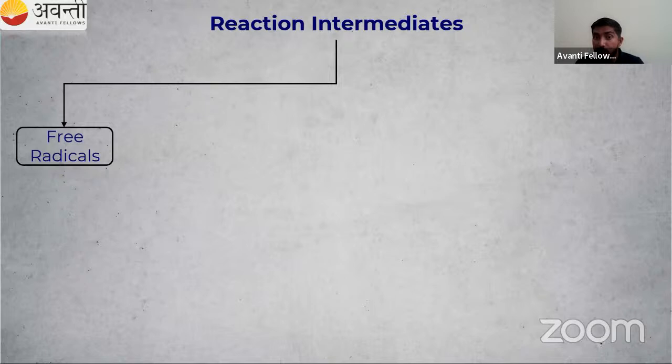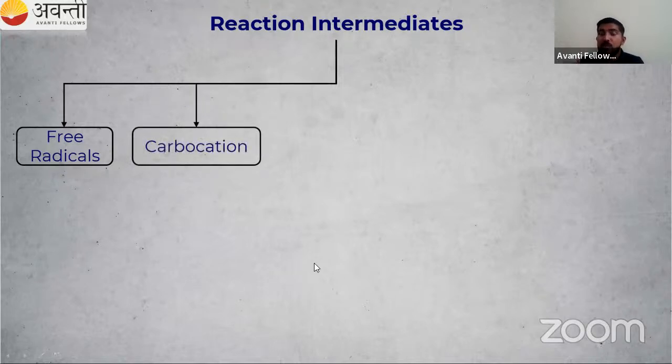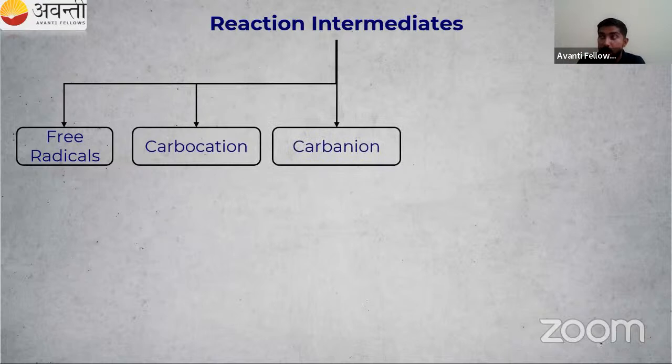Then there are some other reaction intermediates. How they are formed, we have to check that also. The next reaction intermediate is the carbocation, carbon with a positive charge. The next one is the carbanion, carbon with a negative charge. We have already studied this. How are this carbocation and carbanion formed? By homolytic cleavage or heterolytic cleavage?